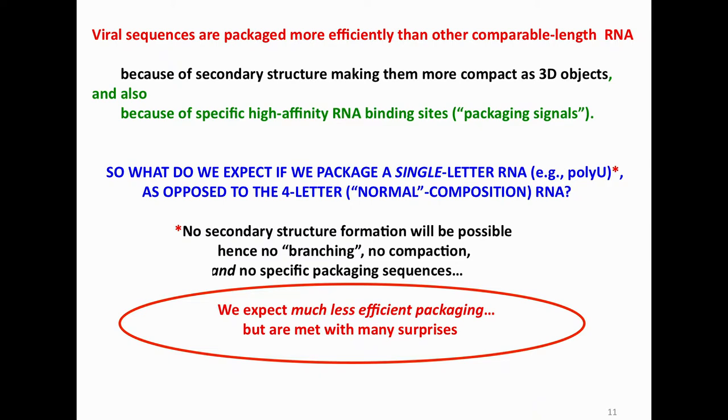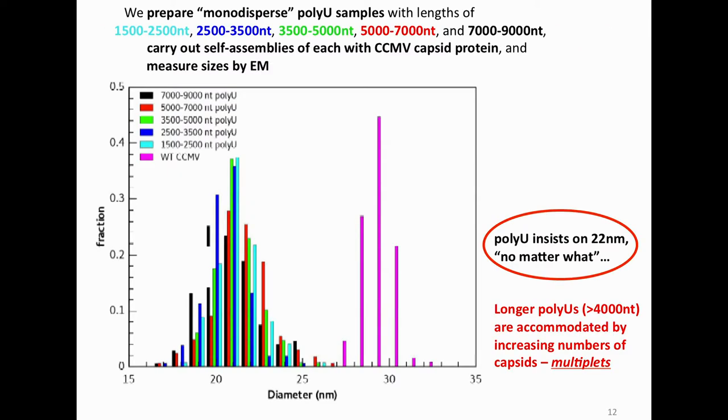We picked poly-U because out of all the single letter RNAs, it's the one that has the weakest base stacking, so you don't even get any helical ordering of the single-stranded polymer. We guessed that, for all the reasons I've been talking about, it would not be an efficiently packaged molecule and certainly couldn't compete with normal composition RNA, let alone viral RNA. And it turned out to be a very interesting experiment because we got nothing of what we were expecting and we're still trying to understand it.